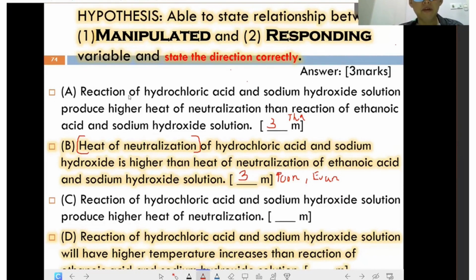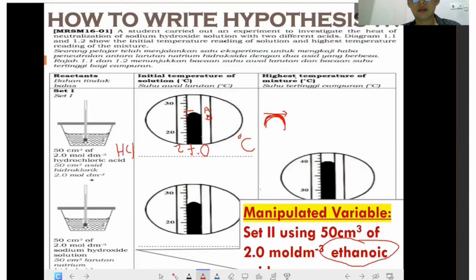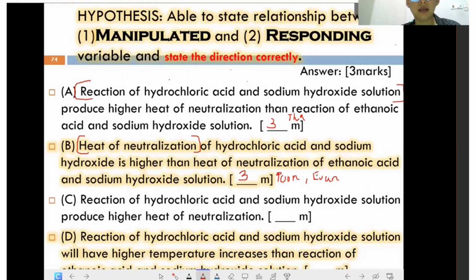You see, reaction of hydrochloric acid and sodium hydroxide solution. Okay, reaction of these two. Go back. Tarani, just now we said which one is our MV? Our MV is type of acid. So we manipulate the acid. You see, type of acid, hydrochloric acid here. So we have the MV here already. Okay, see, what is our responding variable? The heat of neutralization is our RV.